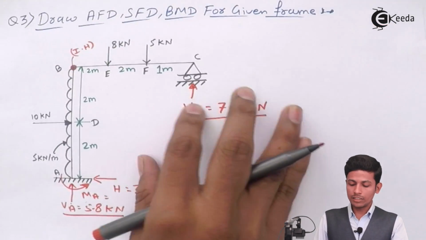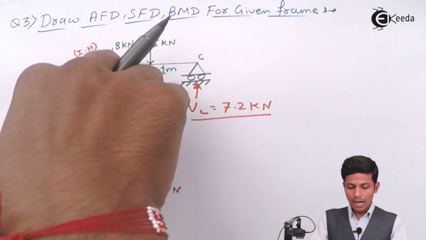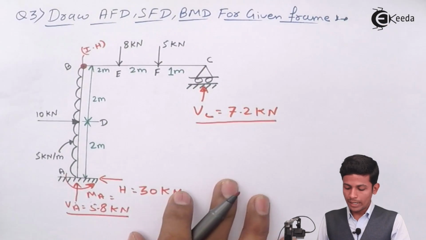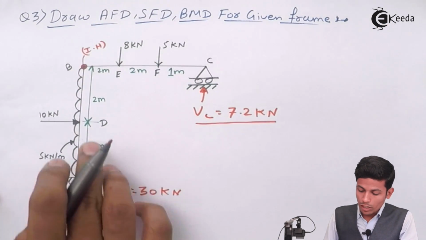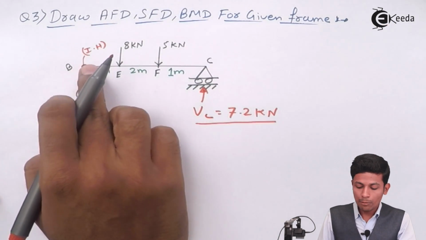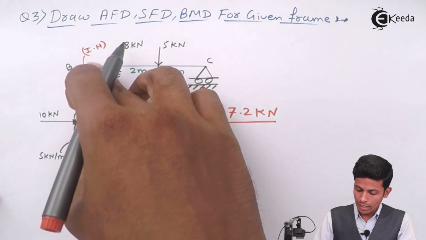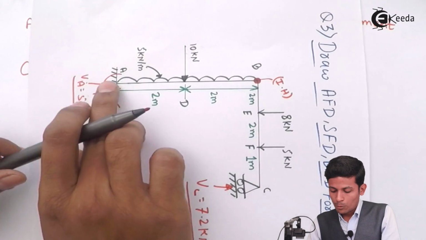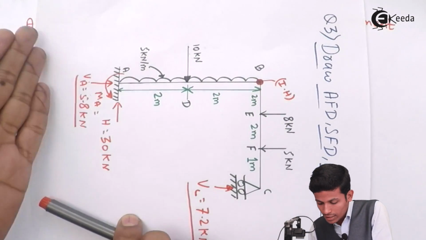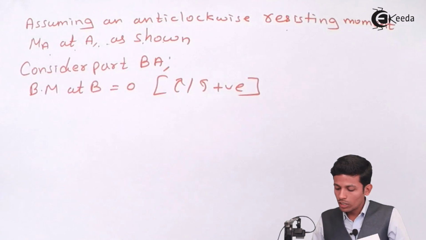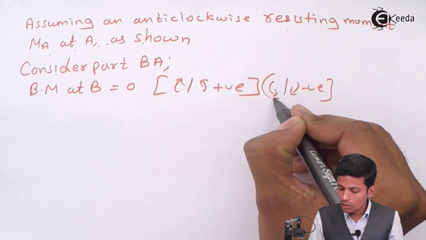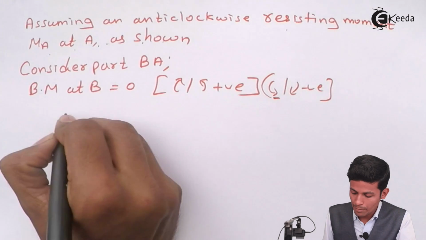Then consider part BA, the bending moment at A. Now what will come? The bending moment at B is equal to 0. So what will come into the picture? See, minus MA, because if you put a rod over here, this side of the section is going downward. Follow this sign convention. So that's why minus MA.